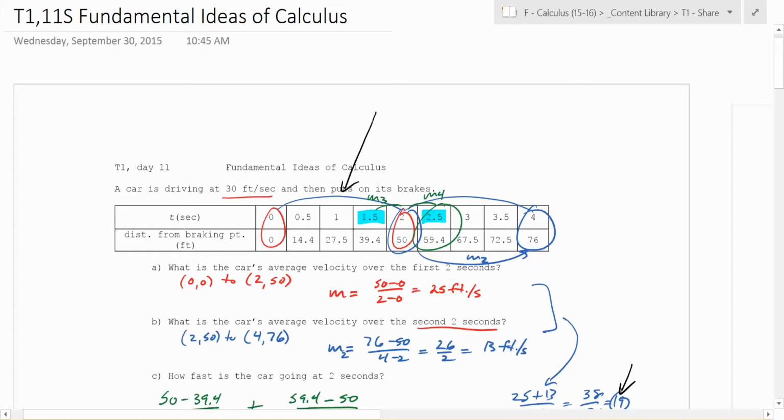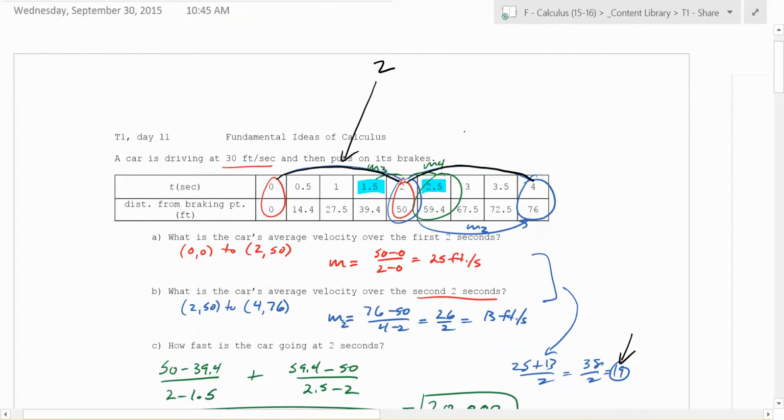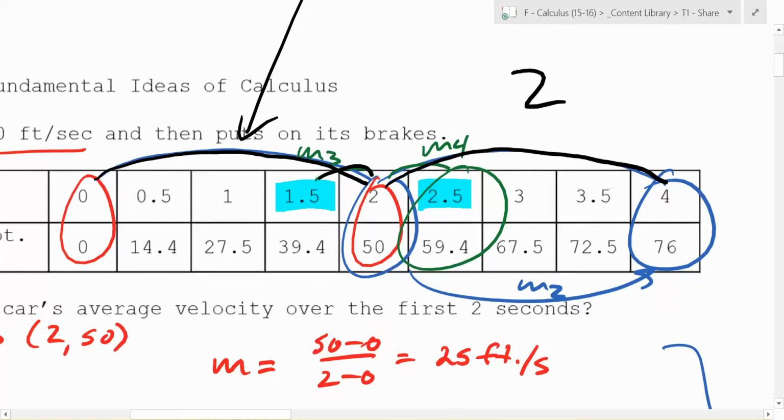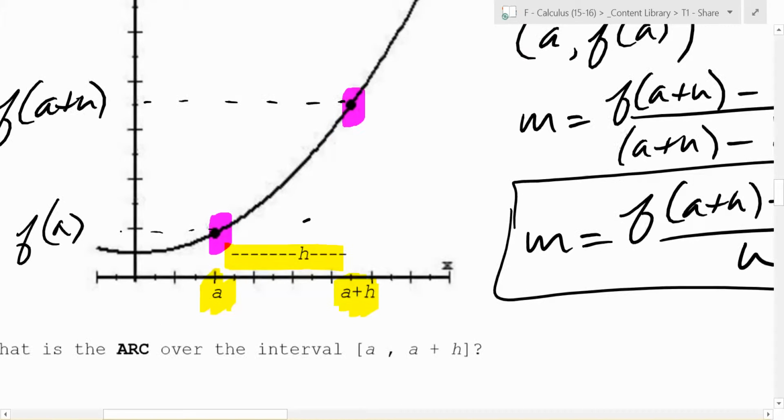What's the distance here between 0 and 2? 2. And what's this distance right here? 2. But then we zoomed in, and we made the time distance a half, and a half. So our initial h value was 2, and then instead of 2, it became 1/2. We made the distance smaller, and as we made the distance smaller, you get closer and closer to the actual number.